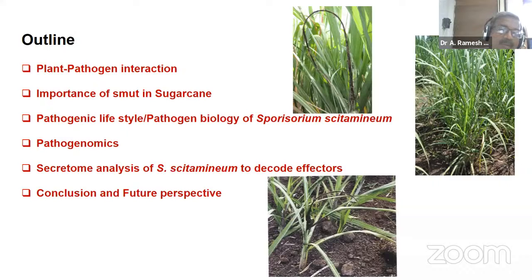One would be the pathogenomics, which is nothing but the whole transcriptome analysis of the pathogen, not only the pathogen per se, but also alongside its interaction with sugarcane. And then we wanted to look into the secretome part of the pathogen to decode the effectors of our interest. And the final part will be, I would not call it a conclusion, where we are now and what we would look for in the future.